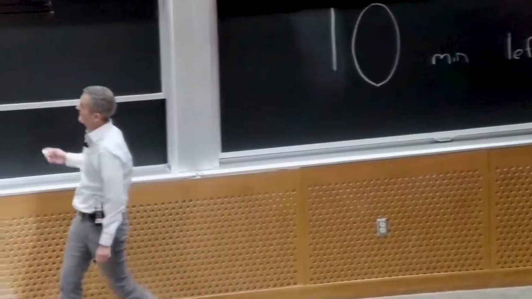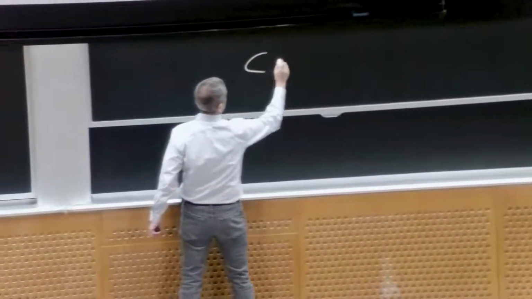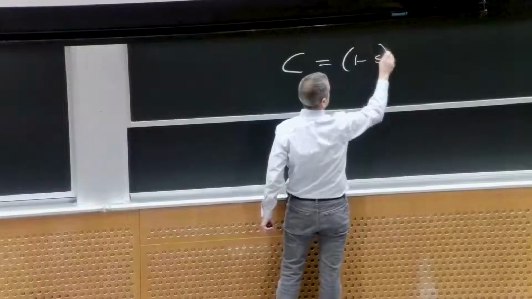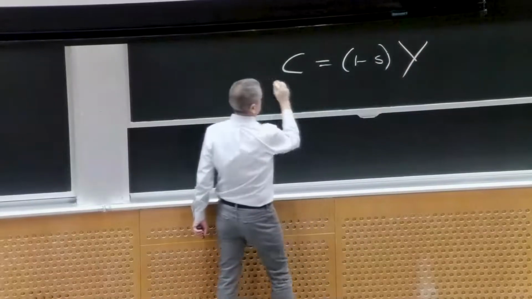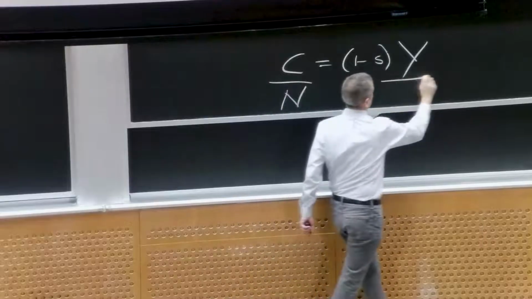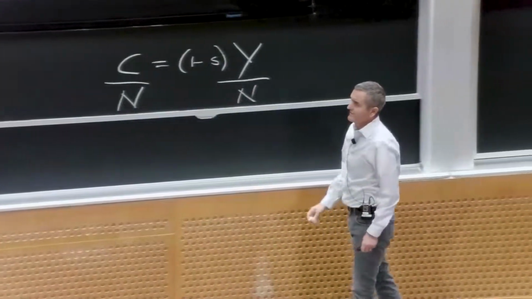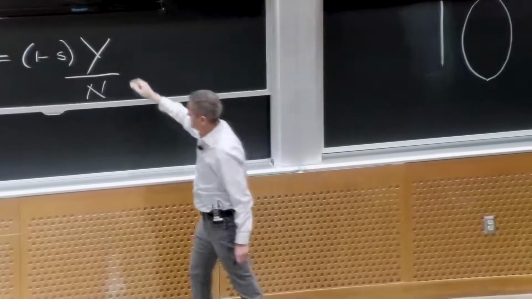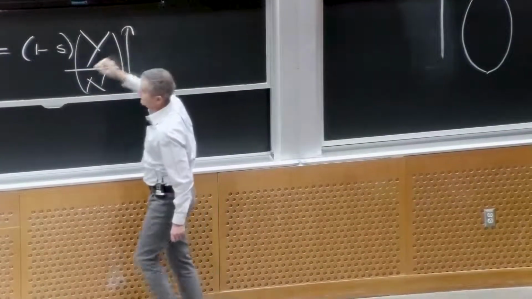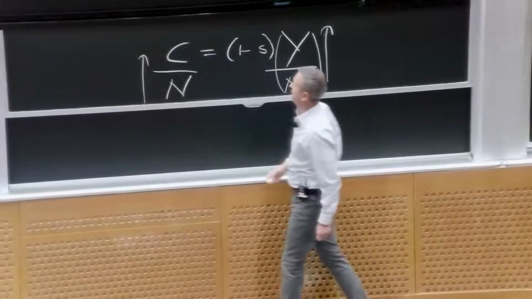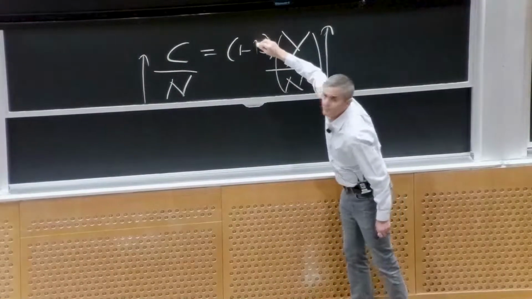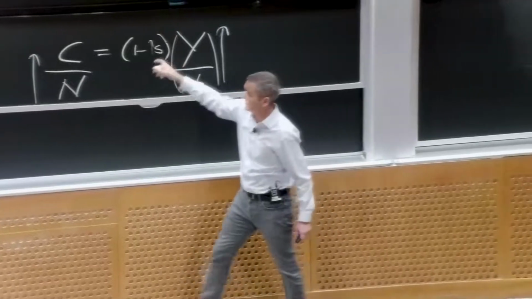And yes, that's a dominant source, but it's not all the story. Because remember what I told you. So consumption here is going to be equal to 1 minus little s times y. So consumption per person will be y, that. Remember that what is increasing y over n there, so what is making this guy go up, which will lead to an increase in consumption over n, is that this guy went up. And that's a force in the opposite direction.